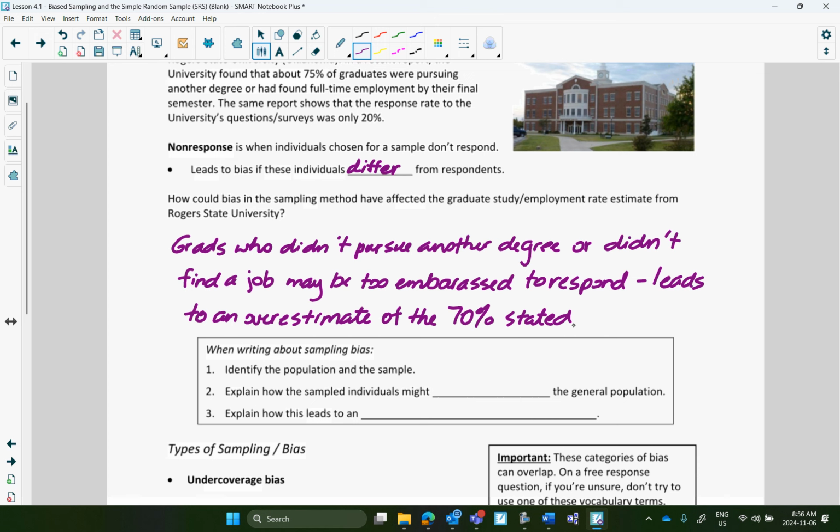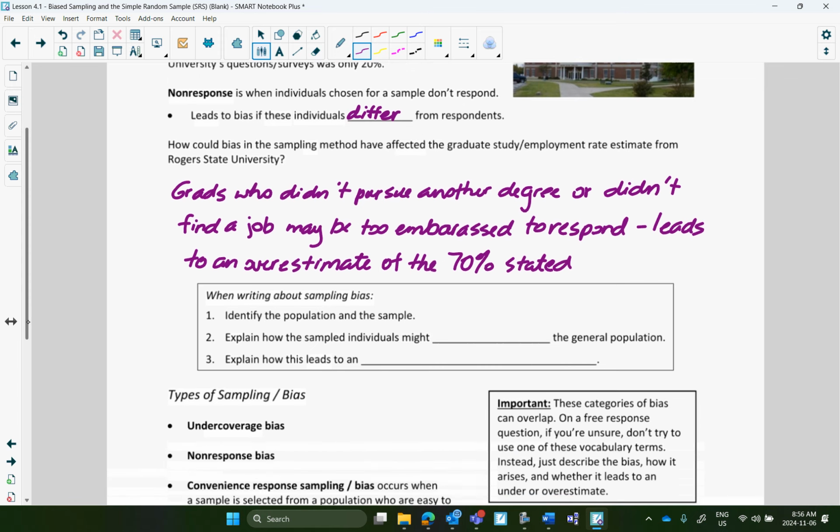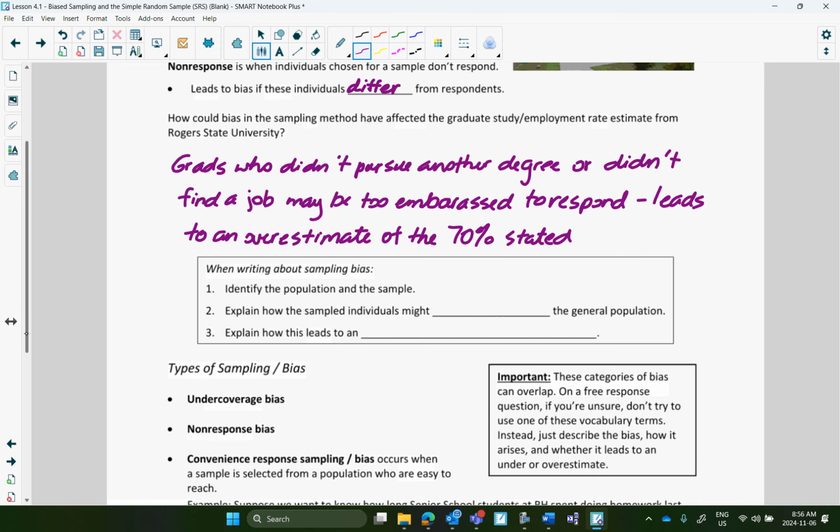So in general, when you're talking about sampling bias, and we're going to talk about a few more types, what you want to do when you're writing about it is identify the population and the sample. You want to explain how the sampled individuals might differ from the general population that you're studying. And then explain how this leads to an over or underestimate.